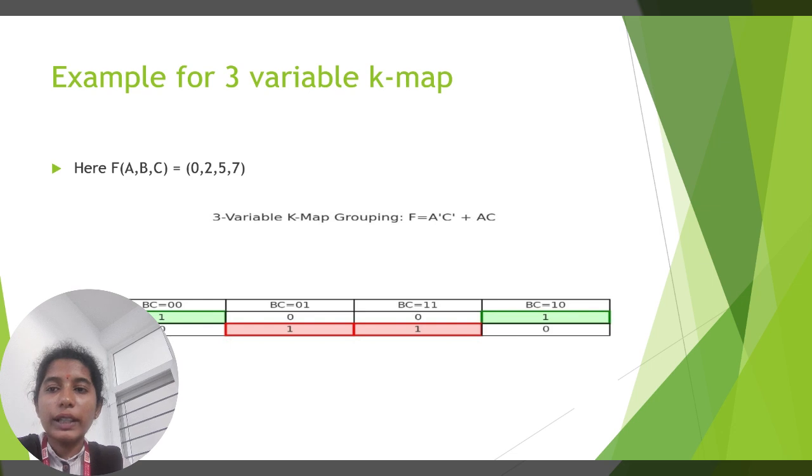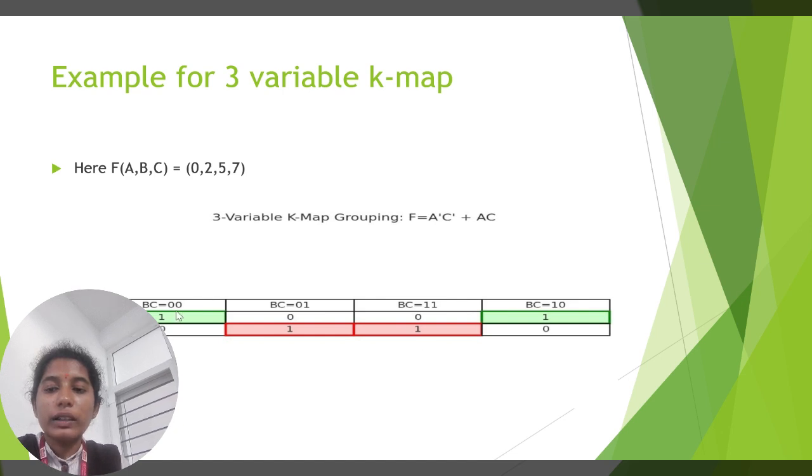Example for three variable K-map. Here f of a, b, c is equal to summation 0, 2, 5, 7. It can be placed with a equal to 0 and a equal to 1 in the column, and bc equal to 00, 01, 11, 10 represented in the row. We place 1 at the zeroth, second, fifth and seventh values, as shown in the figure.